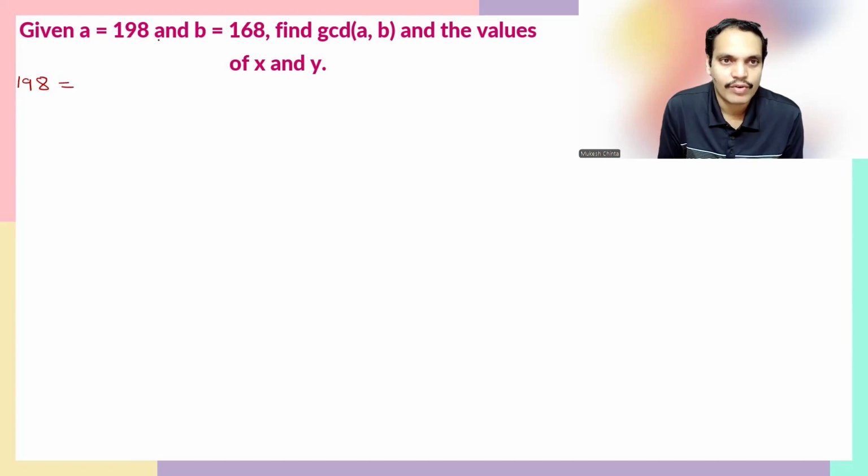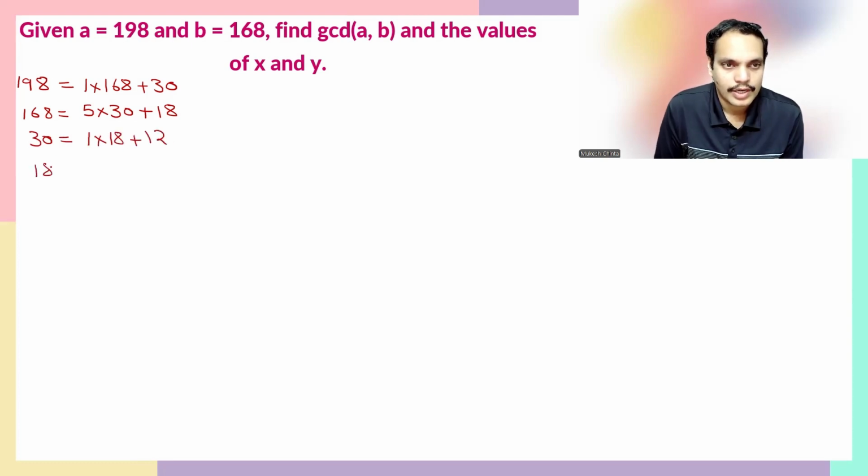198 is equal to, you have to divide 198 by 168, isn't it? So 1 into 168. What is the difference? The remainder is 30. So 168 is equal to, if you divide it by 30, the quotient will be 5 because 5 30s are 150, plus 18. Similarly, 30 can be written as 1 into 18 plus 12. Similarly, 18 can be written as 1 into 12 plus 6.